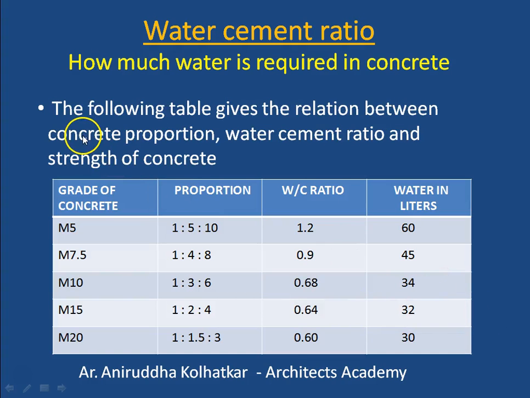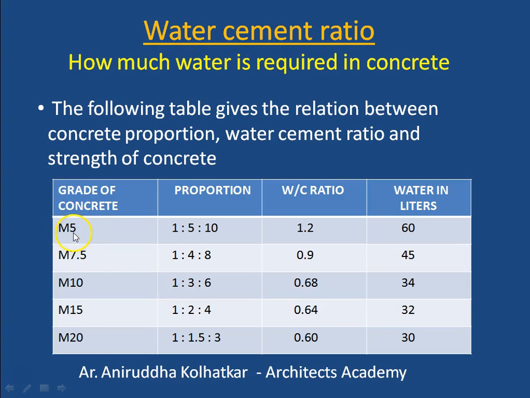Now let us see a table which gives the relationship between the concrete proportion, the water cement ratio, and the strength of concrete. What we are seeing here are different columns. In the first column we are seeing the grade of concrete, which is M5 to M20. In the next column we are seeing the proportion of the different ingredients. In the third column we are seeing the water cement ratio that needs to be maintained as per the IS code. And in the fourth column we are going to see the amount of water in liters as per the formula which we have discussed in the earlier slide.